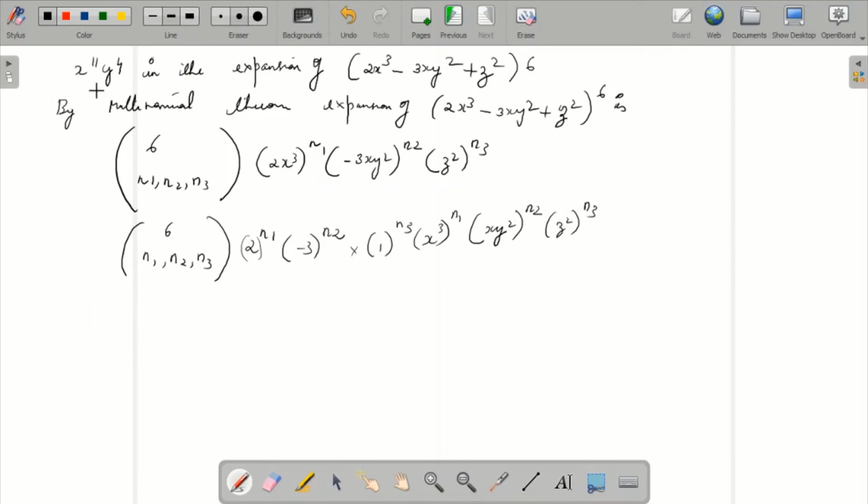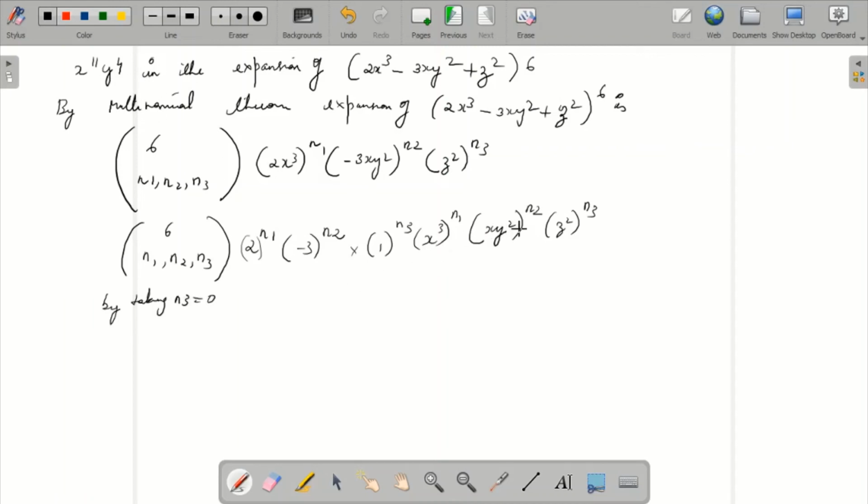Now you know here z is not there. So what should be the value of n3? Obviously, if you substitute n3 equal to 0, then z will be z to the power 2 into 0, so z to the power 0 is 1. So the z term itself will be deleted. So by taking n3 equal to 0, the z term will not be there.